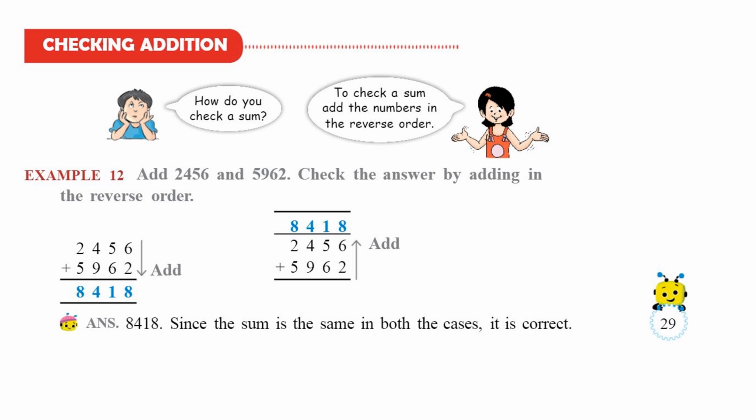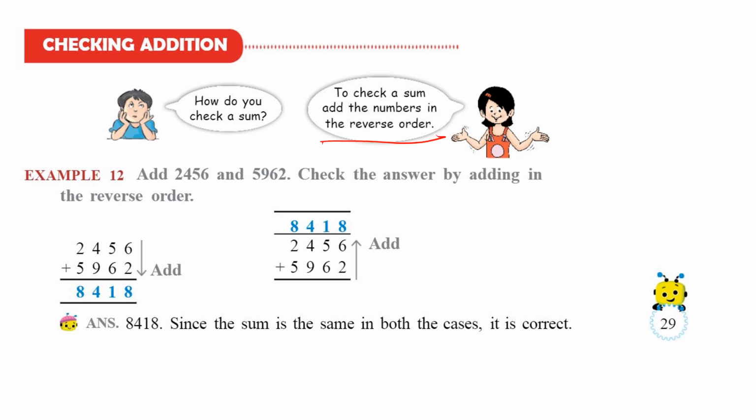Next, we will see about checking addition. Why check addition? If there is any doubt in our addition or in our answer for addition, we need to check and find whether it is correct or not. In that case, how do you check a sum? That is, how do you check your addition sum and find whether the answer is correct or not? To check a sum, add the numbers in the reverse order.